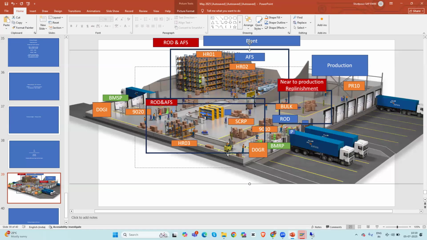Here, can you see the storage type? Observe carefully. What do you see here? What is this one called?